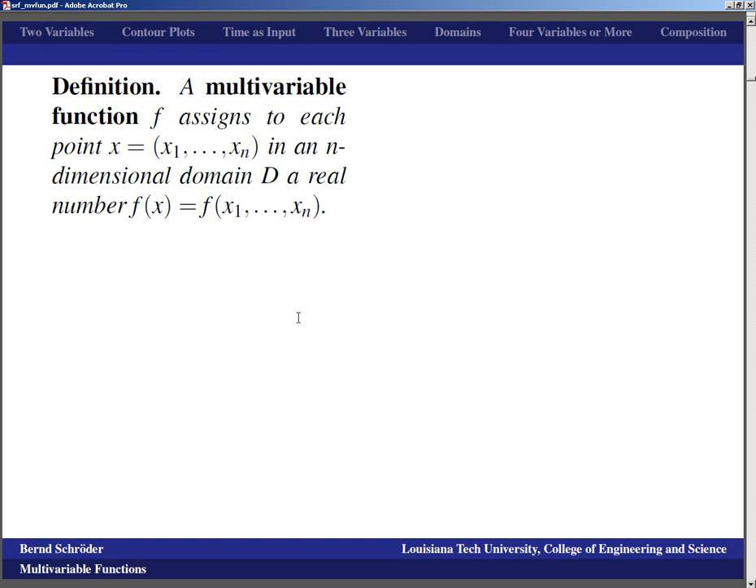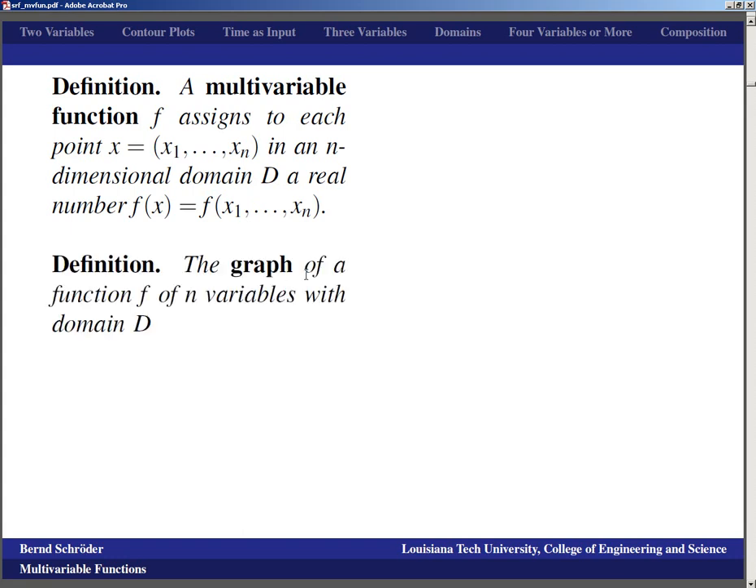Okay, so that's the definition of a multivariable function, and you can see that this is pretty much the definition of a function that we know from single variable calculus, only now we have n inputs rather than just one input. In fact, if you suppress the fact that x is now a point in n-dimensional space, it would be exactly the definition that we know already.